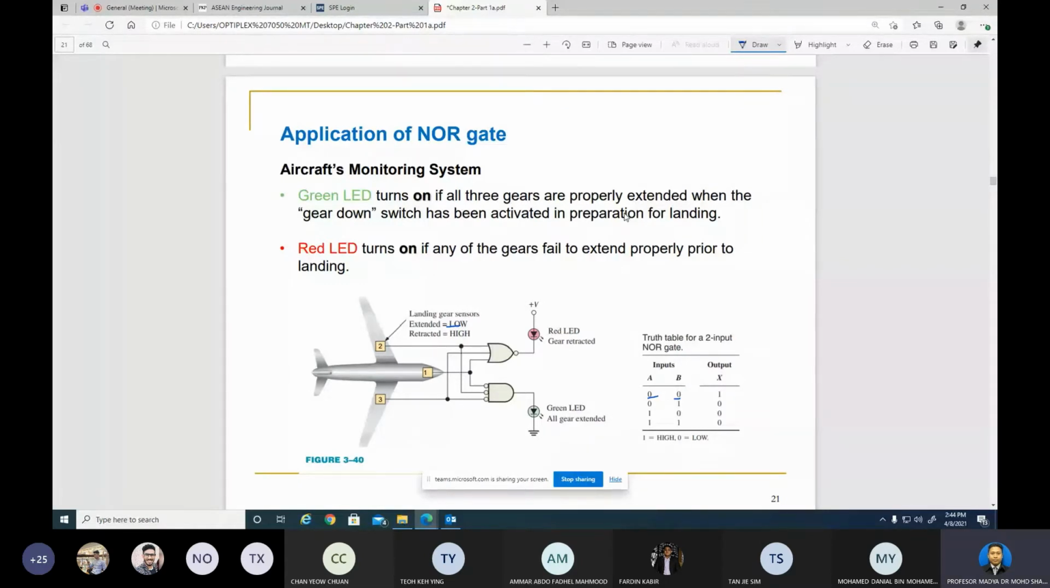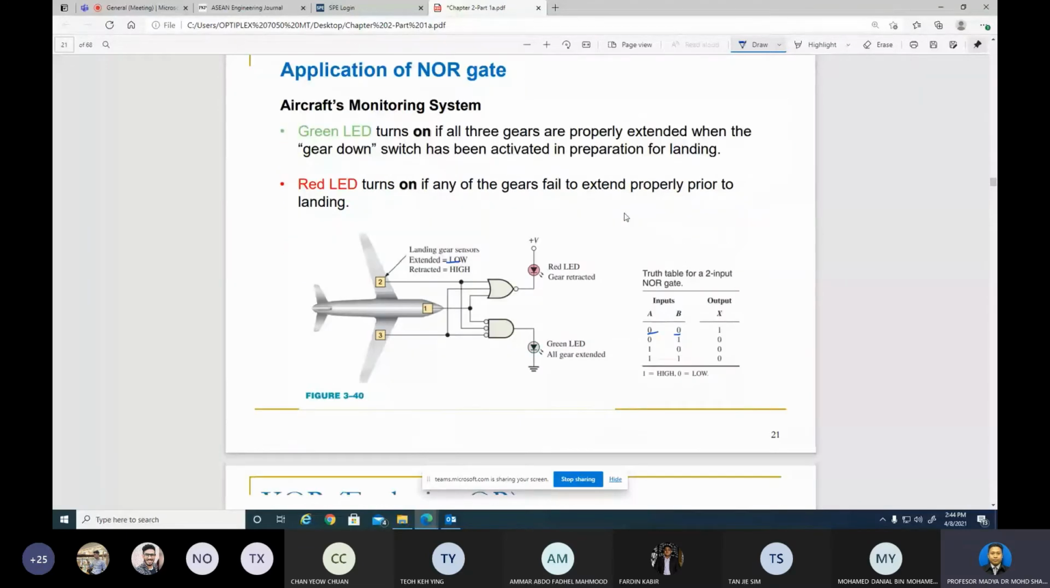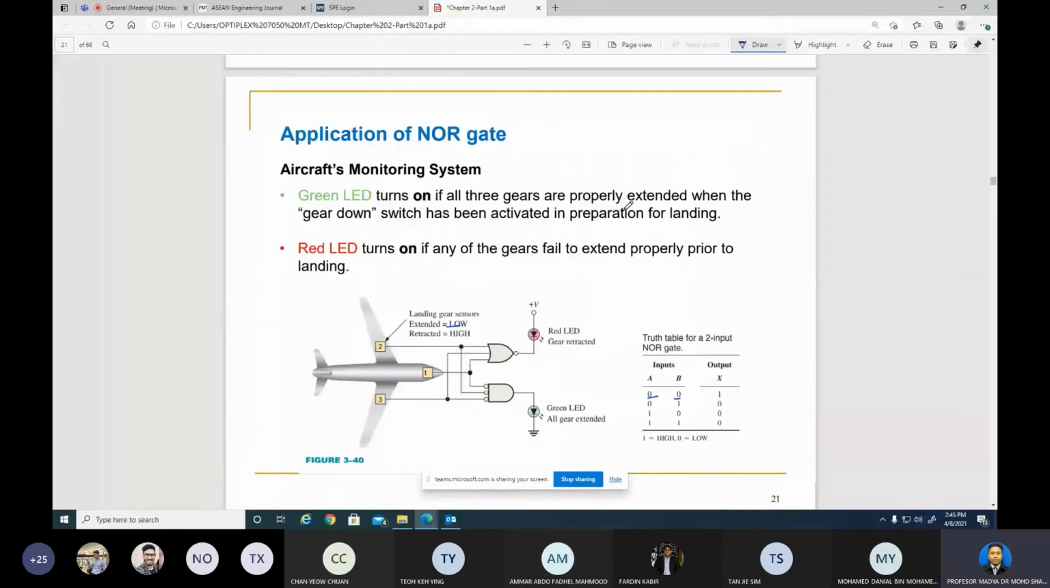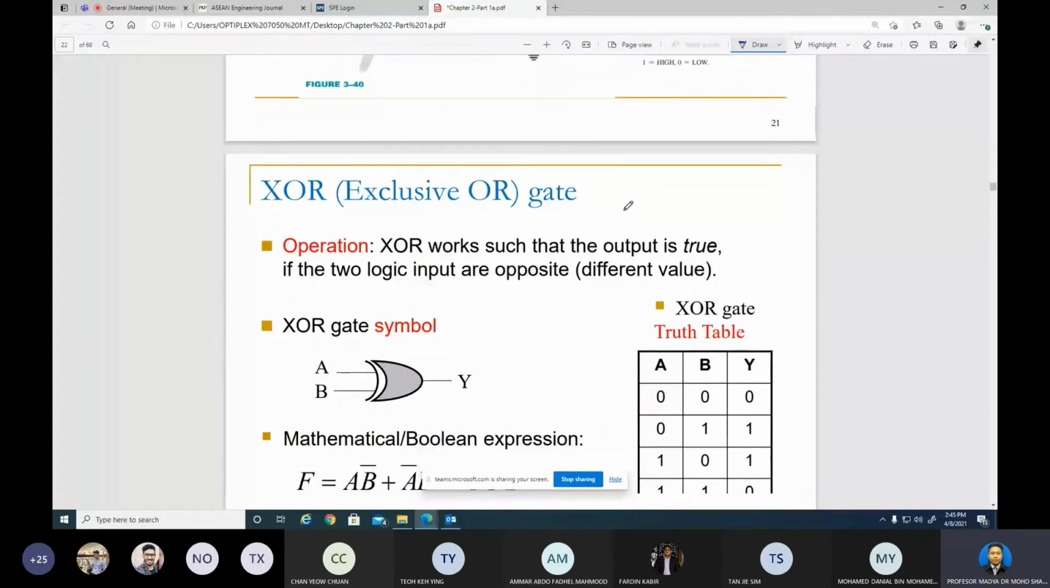The red LED turns on if any of the gears fail to extend properly prior to landing. That means if gear 2 is still high, the red LED will be triggered and turn on. So this is an example application that we use the NOR gate for, on the aircraft monitoring system.